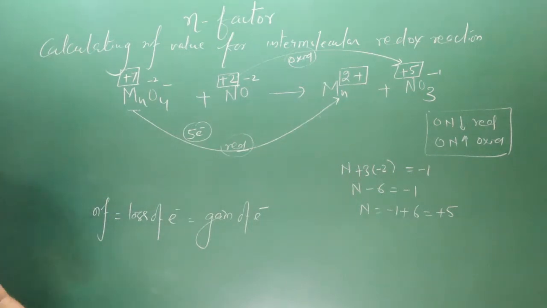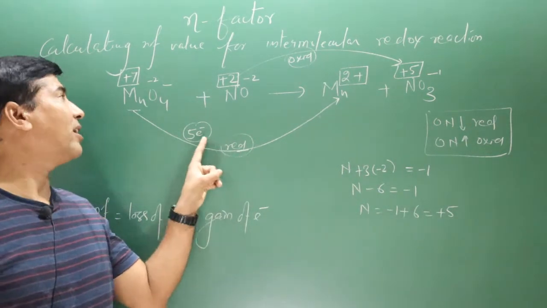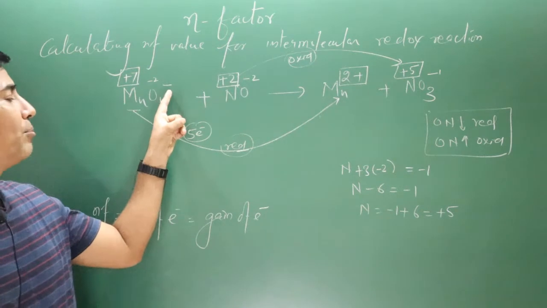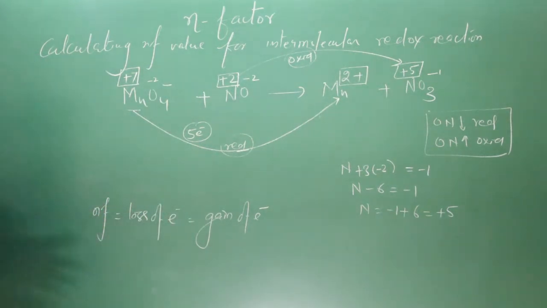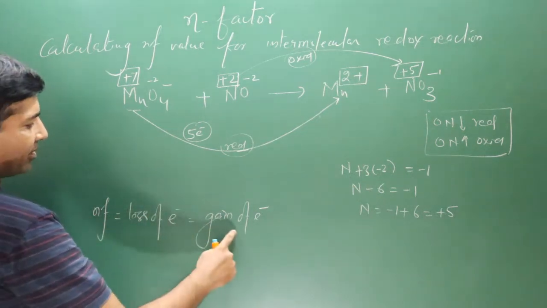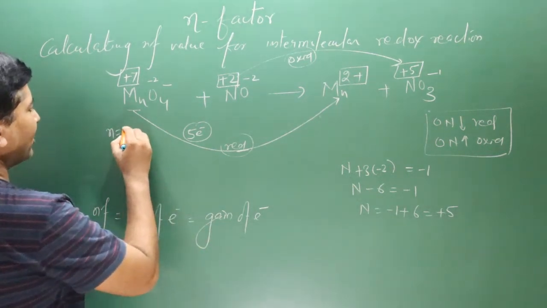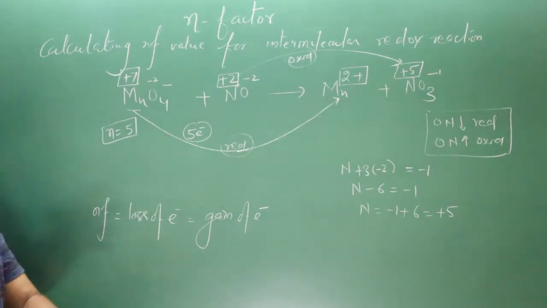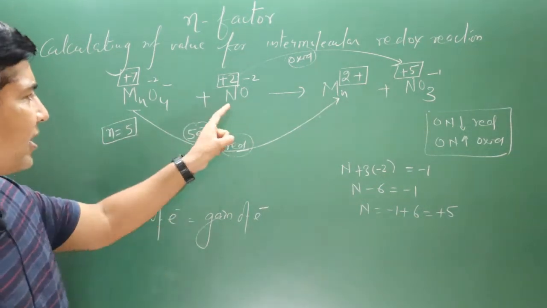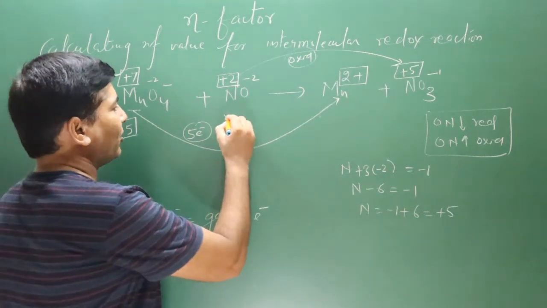Since it is a reduction reaction, it is a gain of electrons. This MnO4 minus is gaining how many electrons? It is gaining 5 electrons. So n factor is equal to the gain of electrons, then n factor is what? 5. N factor is 5. Very simple concept. Now we move on to the other reactant. Let's say I have to calculate the n factor value for the NO.